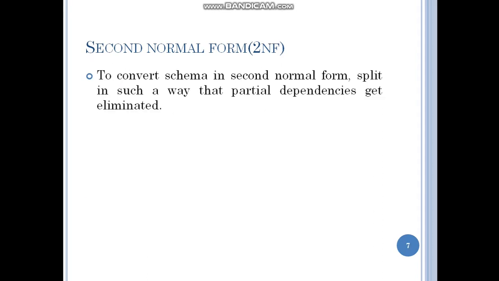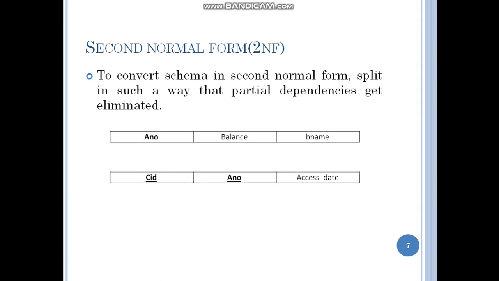To convert the schema into second normal form, split it in such a way that partial dependencies get eliminated. So we split the schema as account number, balance and branch name, and customer ID, account number and access date. So the partial dependency which existed in the earlier schema has now been eliminated.